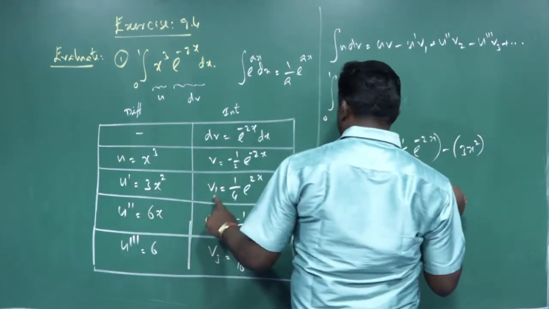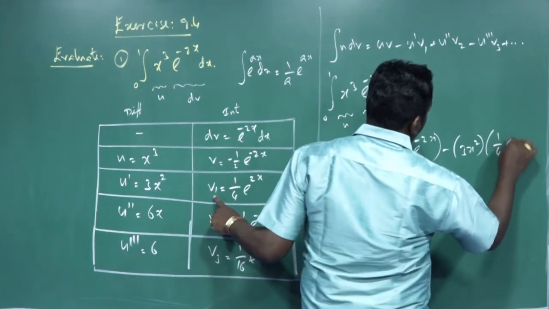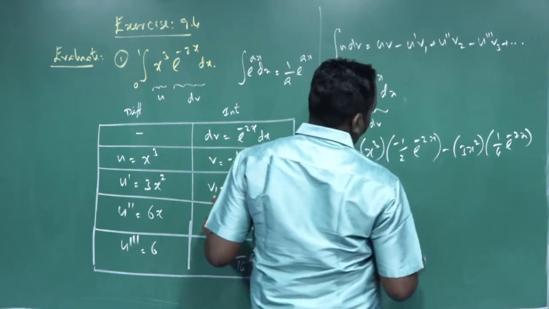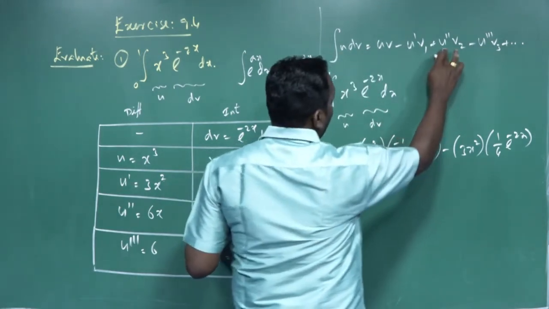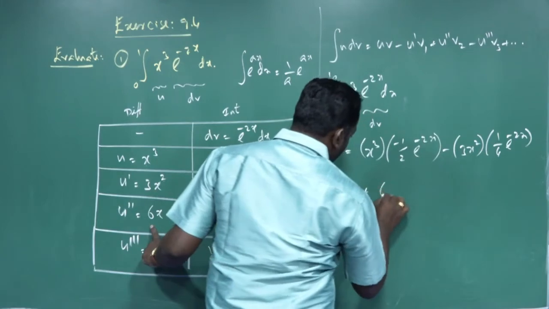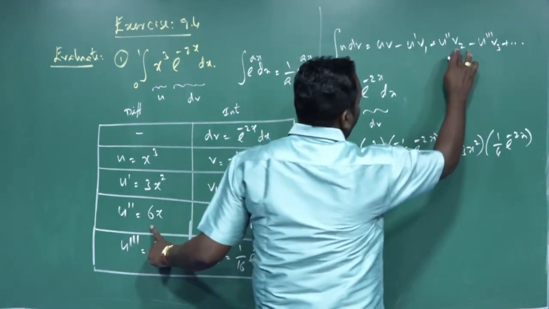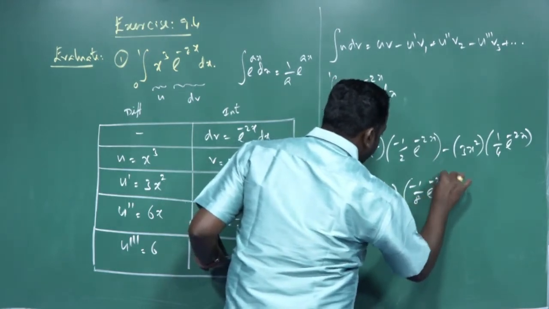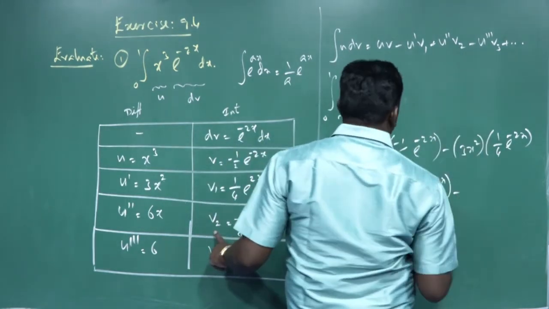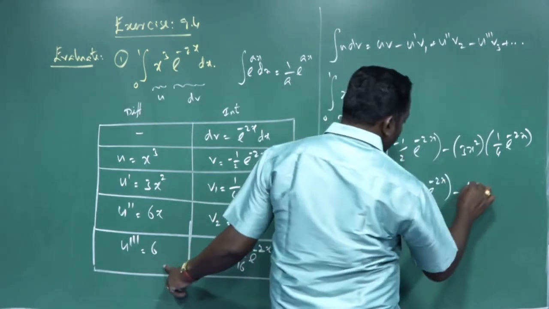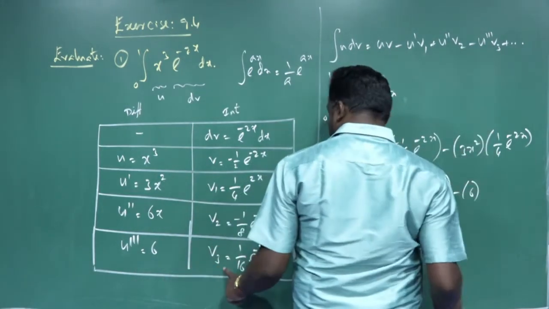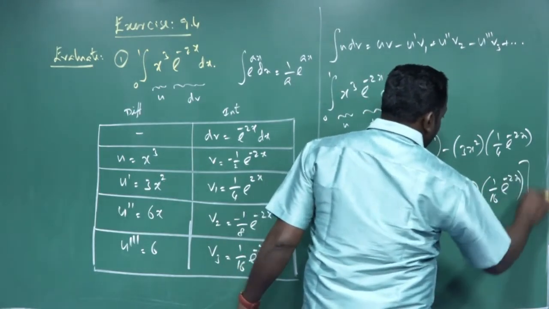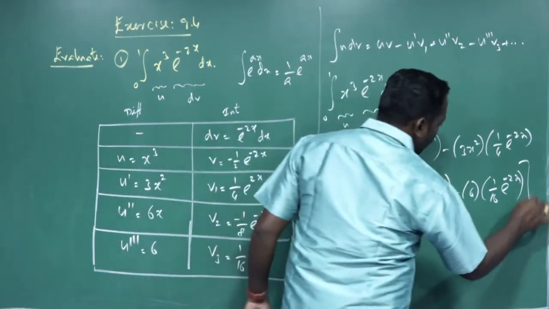Then v1 equals 1 by 4 into e power minus 2x, so u dash into v1. Then plus u double dash equals 6x, then v2 equals minus 1 by 8 into e power minus 2x. Then minus, u triple dash equals 6, then v3 equals 1 by 16 into e power minus 2x. And the integration limits, 0 and 1, are remaining.